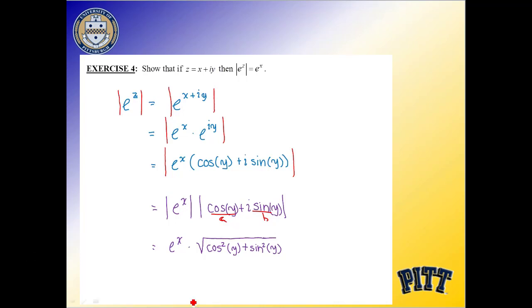So underneath that square root, I have cosine squared y plus sine squared y, but that's also a Pythagorean identity. Cosine squared of an angle or a value plus sine squared of that same value just equals 1. And of course the square root of 1 is 1. So I end up with e to the x times 1, which is just e to the x power. So it's proven.